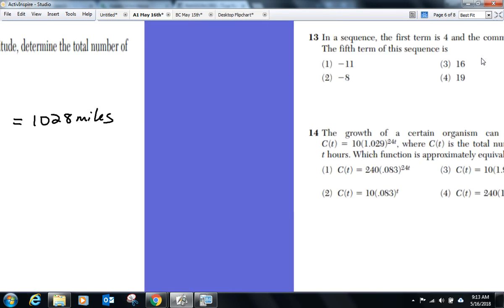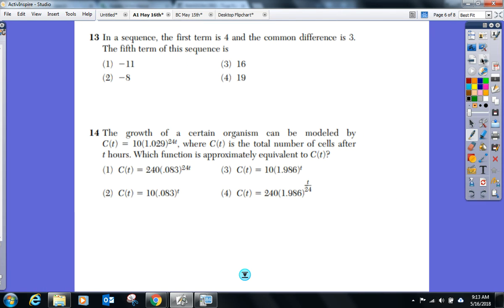Let's go back to multiple choice. Oh, just finished this, huh? In a sequence, the first term is 4, common difference is 3. What's the fifth term? All right, right away.